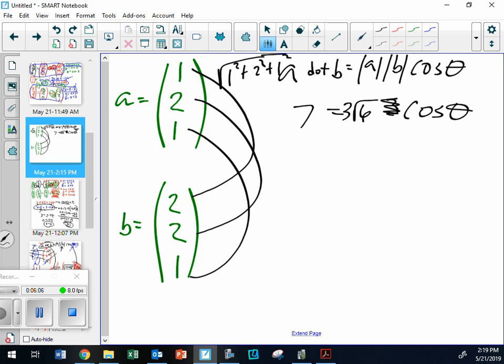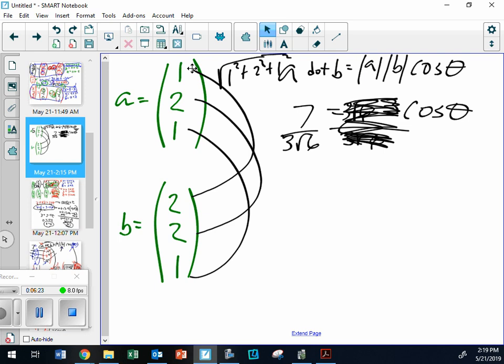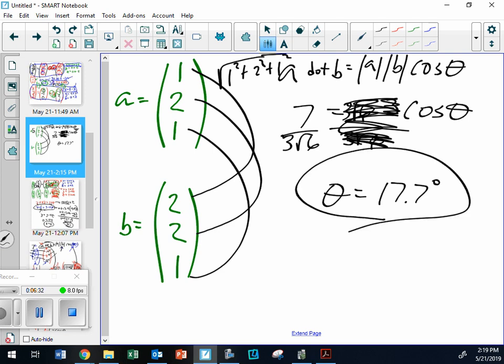So final answer, if I divide both sides by 3 root 6, I would have the perfect setup for inverse cosine. I do inverse cosine of that. Pausing for a second while I use the calculator. And it comes out to 17.7. Theta equals 17.7 degrees. There, that's the angle between the two vectors.